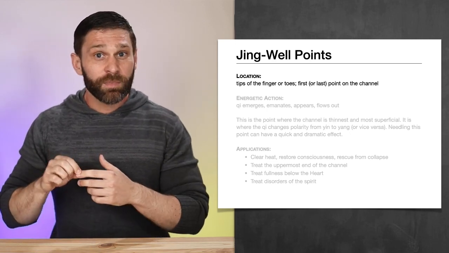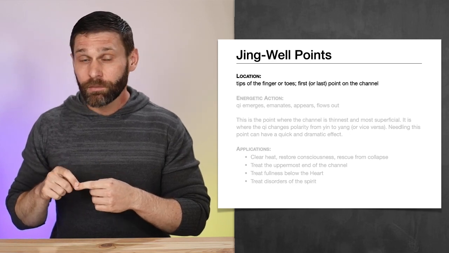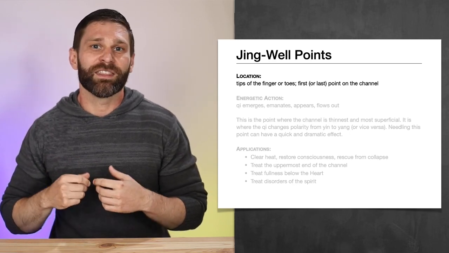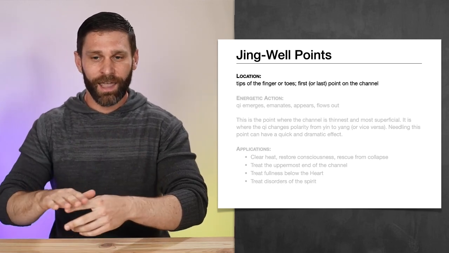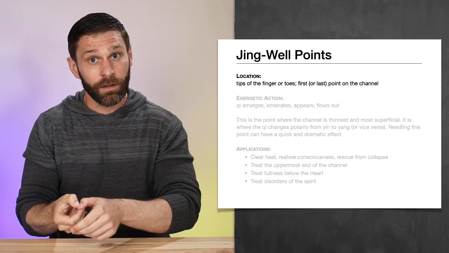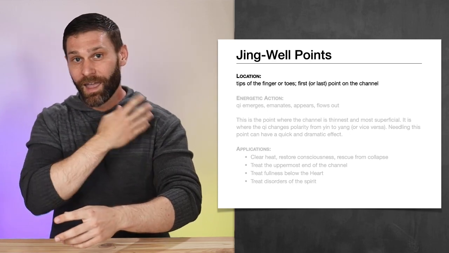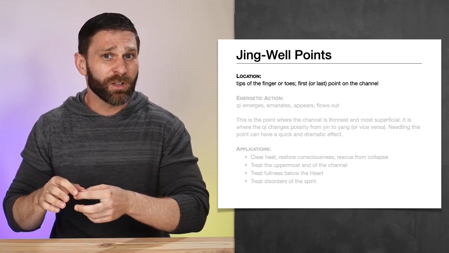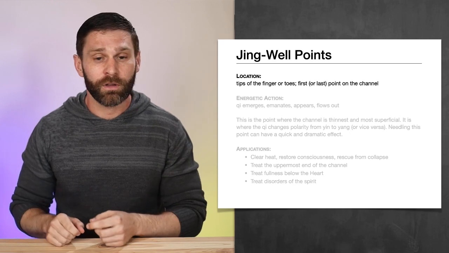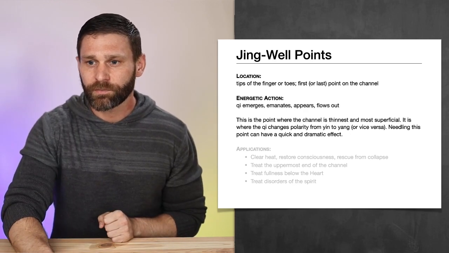And so because it's the tips of the fingers and the tips of the toes, it's either going to be the first point on the channel, according to our numbers, or it's going to be the last point on the channel. So since the lung goes from chest to hand, it's going to be lung 11 is the Jing-Well point. Large intestine channel goes from hand to face, so it's going to be large intestine 1. So when we look at the numbers, it's either the first point or the last point, but they're usually on the tips of the toes and the tips of the fingers.